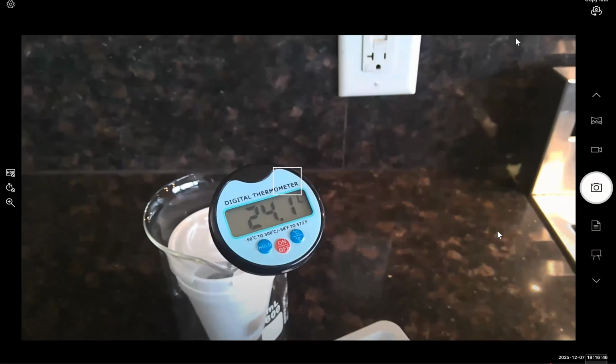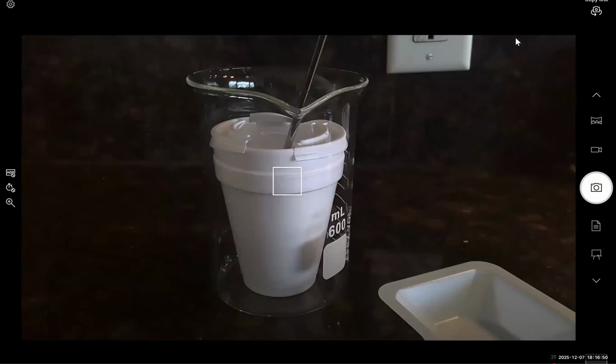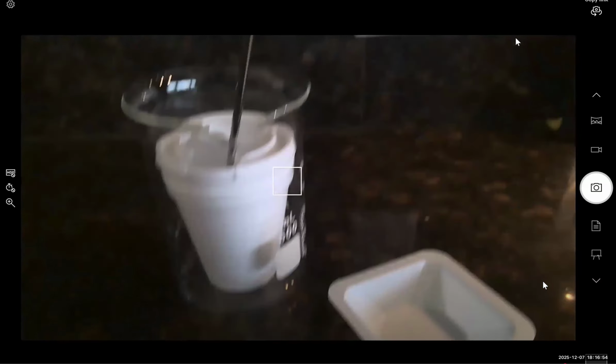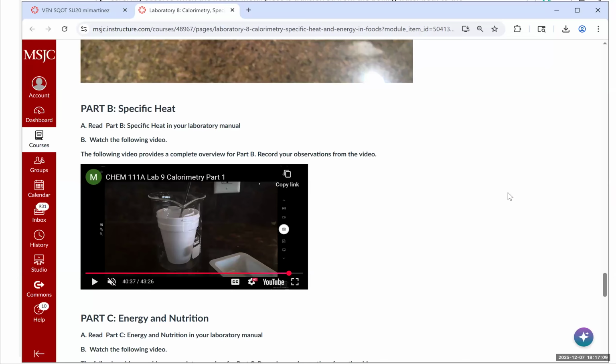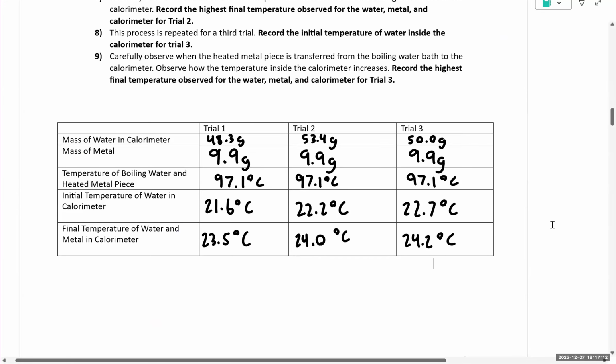So as you can see, the temperature hasn't increased further as time is passing. This is just more time passing where we've allowed the water and metal piece to exchange heat. The temperature is still less than 24.2. It hasn't increased. So we've recorded our highest observed temperature. Okay, so we've collected all of the mass and temperature data. Let's now process this data.